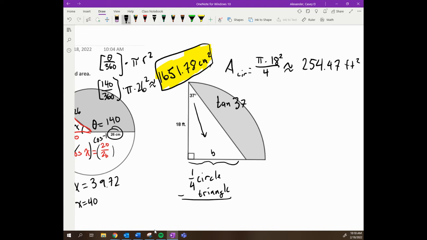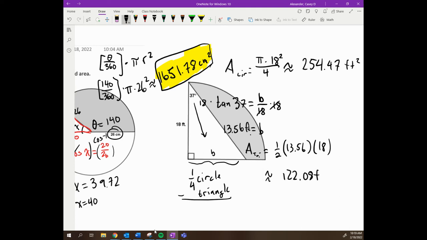And the tangent of 37 degrees is equal to the length of the base divided by 18. And so I'm just going to multiply both sides by 18. And I'm just going to convert this to a decimal for the sake of today. So I figured out that 18 times the tangent of 37 degrees is 13.56 feet. And what that tells me then is that the area of the triangle is going to be 1/2 times that number that we just discovered for the base times the height, which is the radius of the circle, which I discovered to be approximately 122.08 square feet.